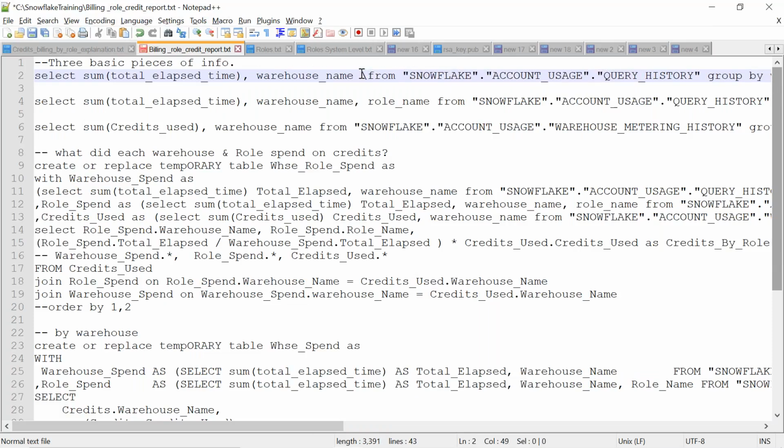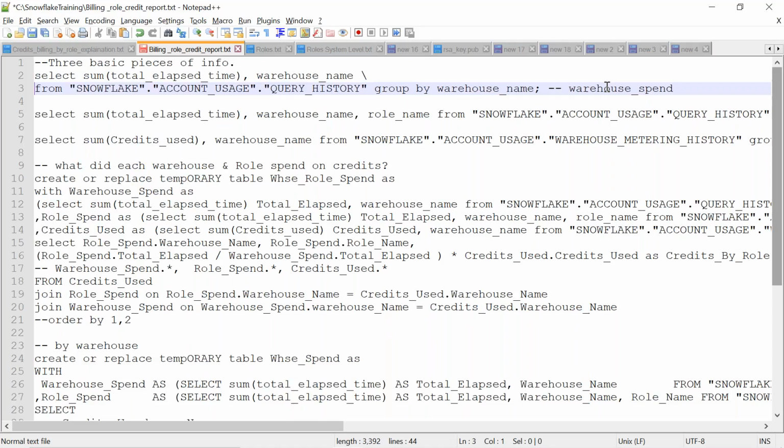Okay, group by warehouse. So this gives me all the queries, how much time has been executed in my warehouse. That's the first part of it. And then in the second one, sum of the total elapsed time by the warehouse as well as role.